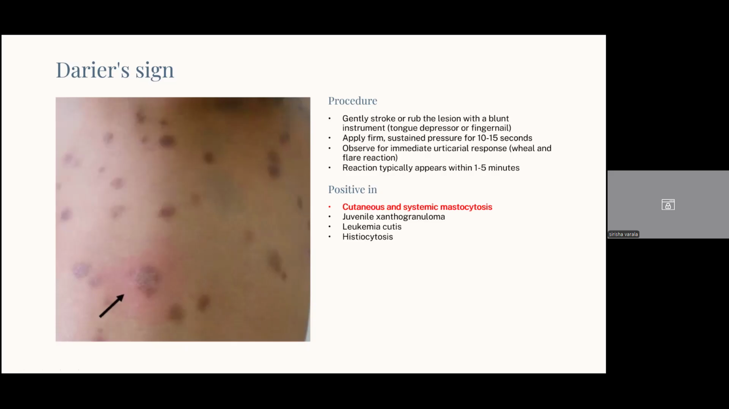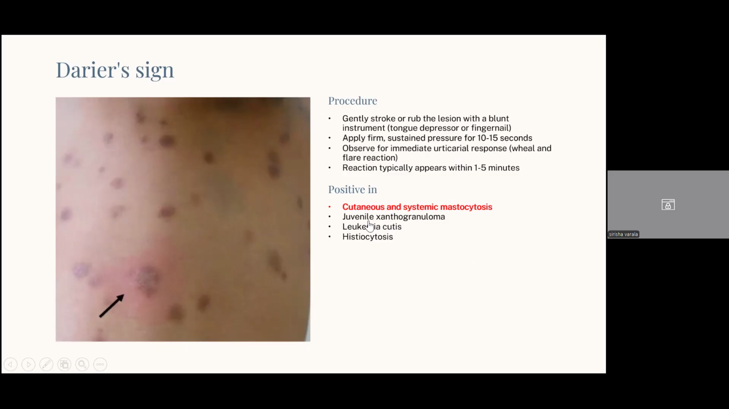Apply firm, sustained pressure for at least 10 to 15 seconds. Not that you just stroke it off and you just leave it there. No, it has to be firm, it has to be sustained for at least 10 to 15 seconds. And immediately you will observe an urticarial response, a wheal and flare reaction, which is very characteristic of cutaneous and systemic mastocytosis. So within the first 1 to 5 minutes, it has to appear.